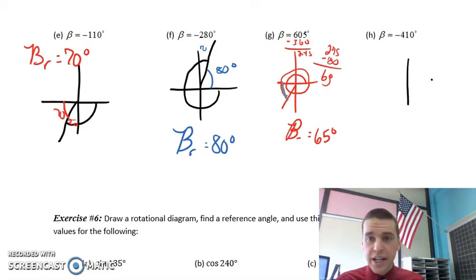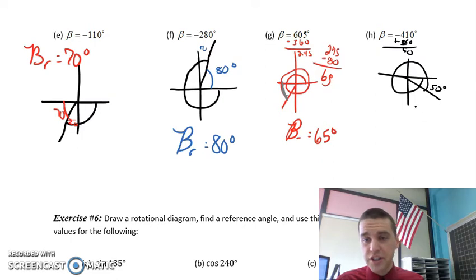This last one, negative 410, is going the other way, so we'll go 360, which means we really add 360 to get us 50 degrees. So we have another 50 degrees to go. Well, if that was another 50 degrees, that is the reference angle. So our reference angle is 50 degrees.